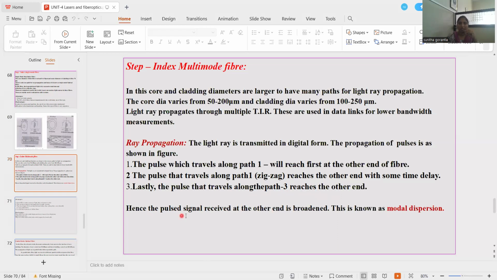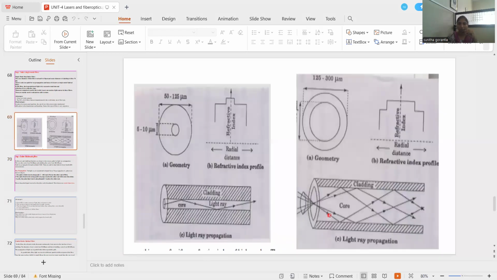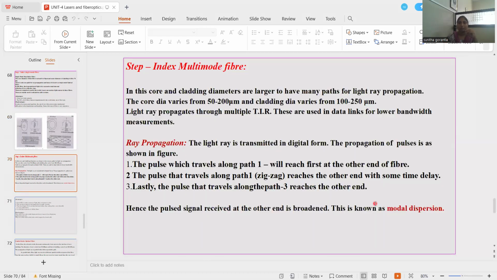So hence the pulsed signal received at the other end is broadened. This is known as modal dispersion. So the time delay is there between the first ray and second ray. Because of this, the modal dispersion is created.